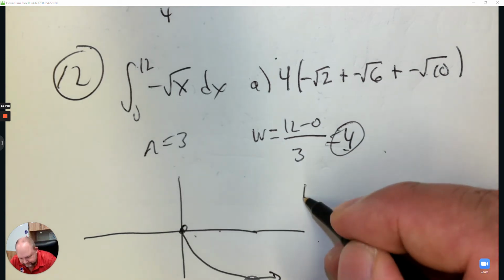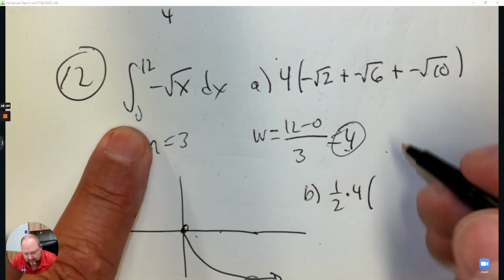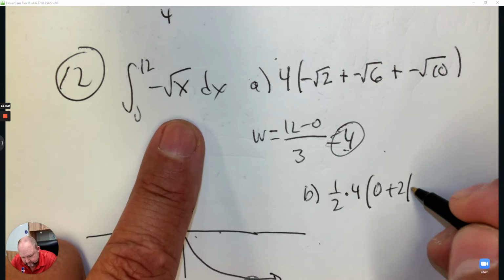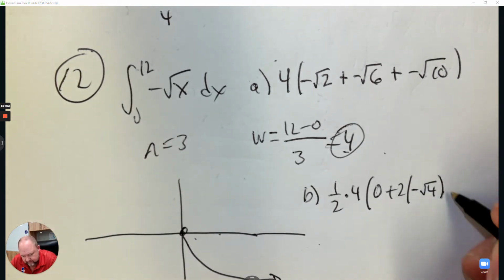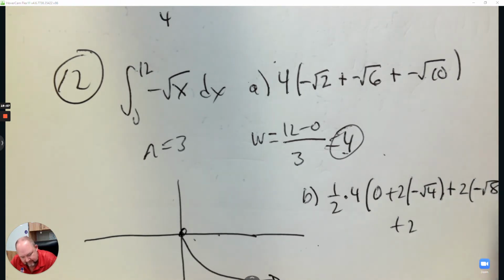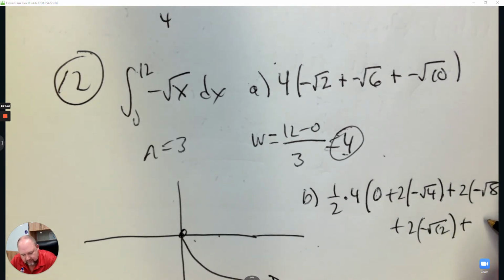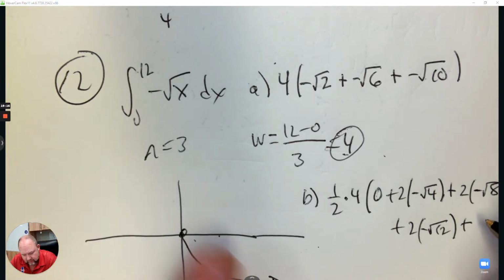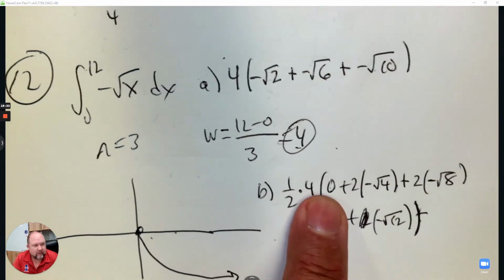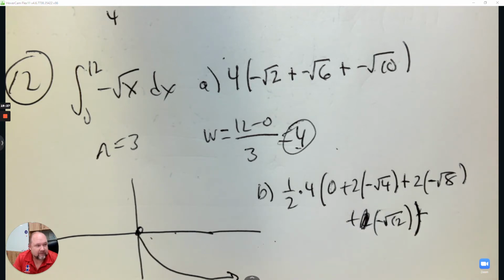For a trapezoidal sum, it's 1/2 times the width. The first height, you'd plug in 0. Then you would double the next height. You would plug in 4. Don't even reduce it down. The next one you would plug in 8. The next one you would plug in 12. So there's 3 of them. So the last one wouldn't be doubled. So you would use 0, 4, 8, and then the last one would not be doubled. There it is.